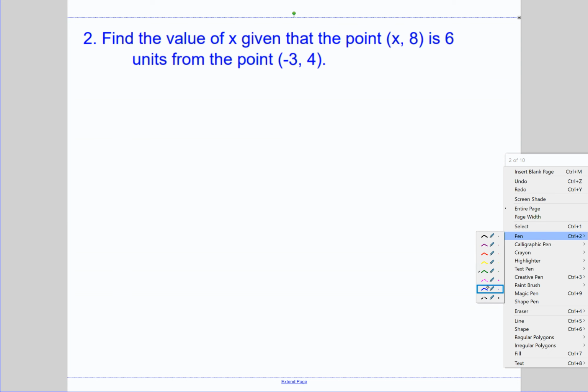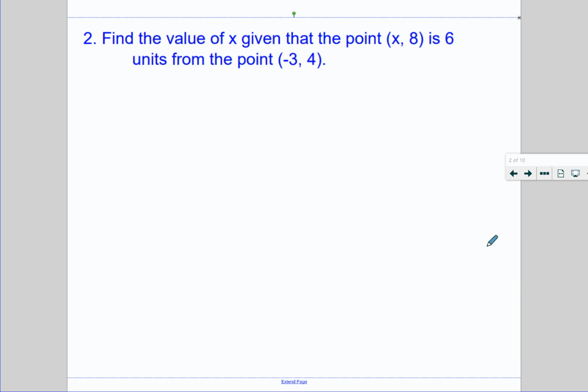All right, so this is also a distance problem. So you're going to need to know your formula. It says find the value of x given that the point x, 8 is 6 units from the point -3, 4. So if you remember, we did problems like this. If you look back at that first quiz we had, 2-1 to 2-3, there was a problem like this. There was also one on the quiz where it was like 2 distances set equal to each other. When you are given that something is so many units from something else, that is a distance.